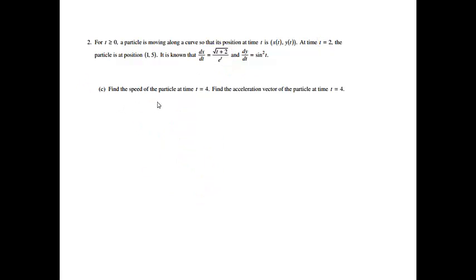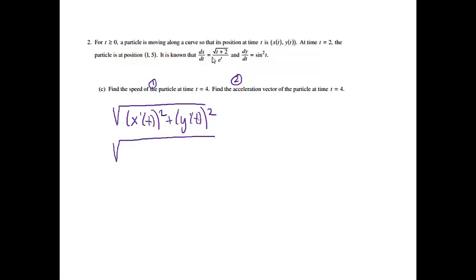Okay, part C. Find the speed of the particle at time t equals 4, and then find the acceleration vector of the particle at time t equals 4. Speed, if you recall, is the square root of x prime of t squared plus y prime of t squared. We know it's t equals 4, so all we need to do is plug 4 into both of our derivatives. So we're going to have the square root of (4 plus 2 over e to the 4) squared plus (sine squared of 4) squared. And when we do that, we should get an answer of 0.575.